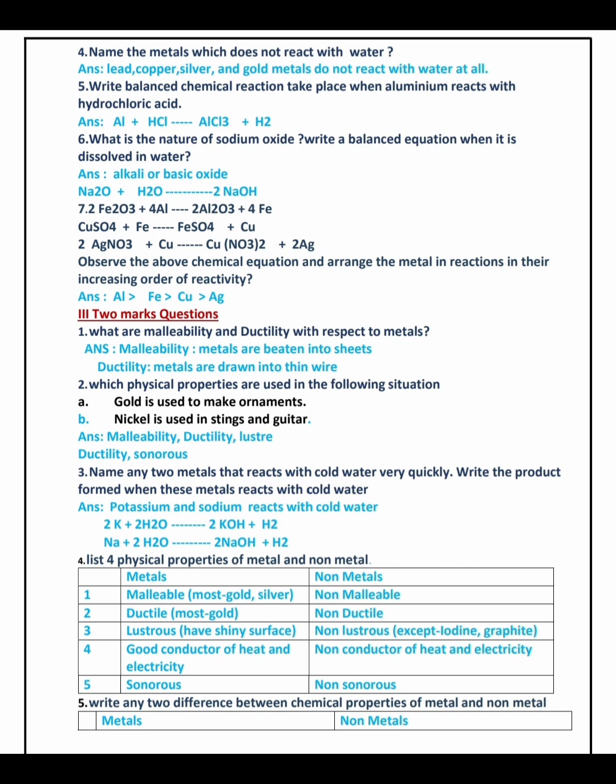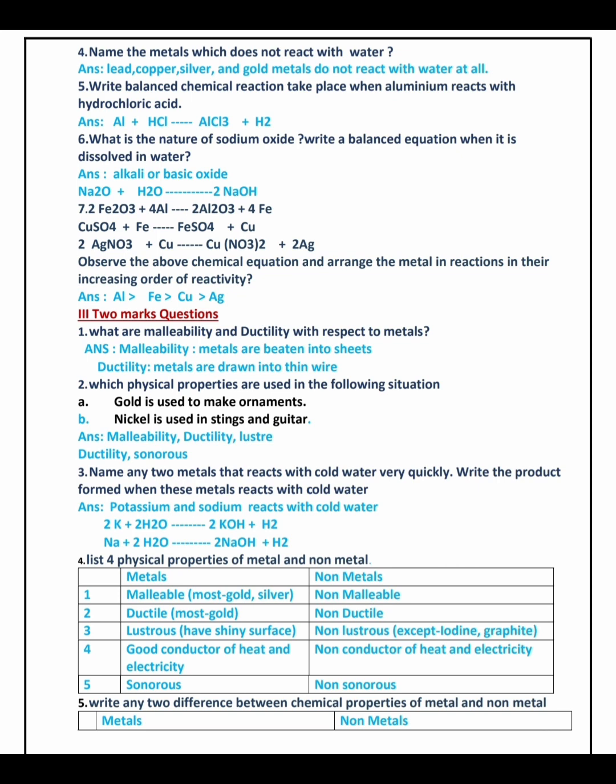So next question, observe the above chemical equations and arrange the metals in their increasing order of reactivity. This is a fixed question. And the 2 marks questions, what are malleability and ductility with respect to the metals?